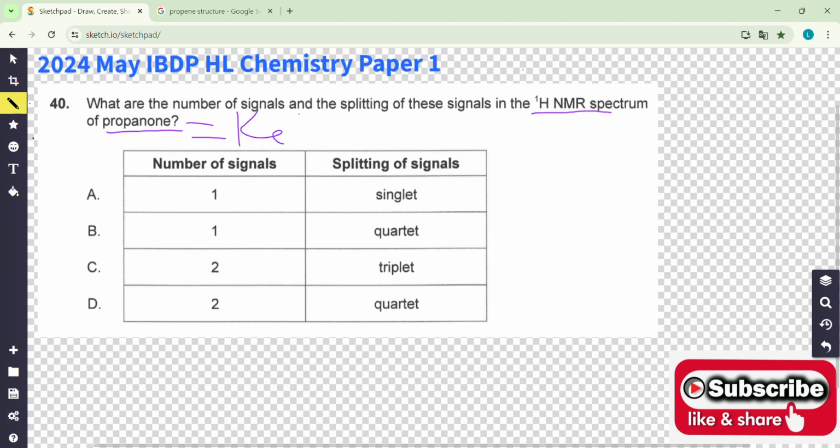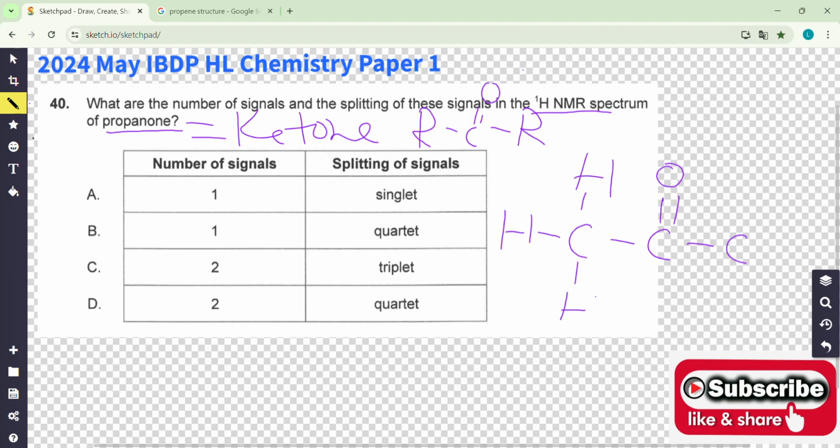And ketone is RCOR, right? So propanone means three C, so both sides have one C. So you can draw out the structure: just CCC, then O, and H. You draw it out. Really, you need to draw it out, and then you graphically see it. Your brain will tell you the answer.